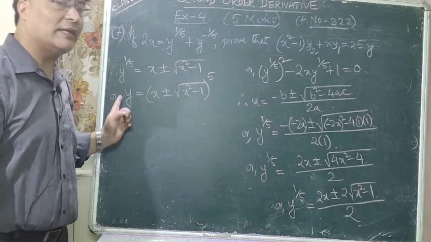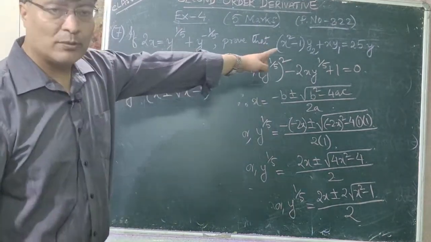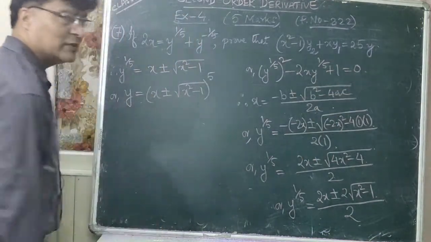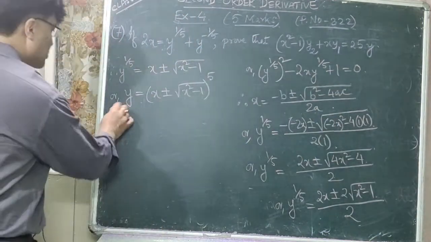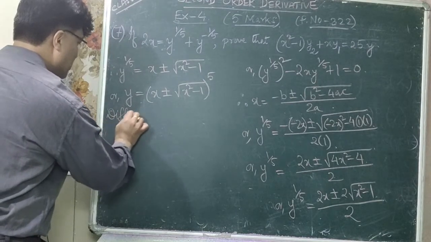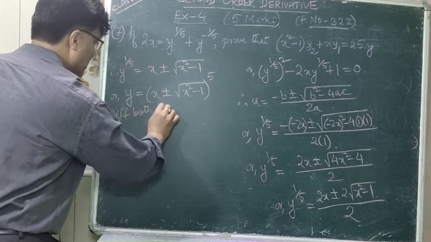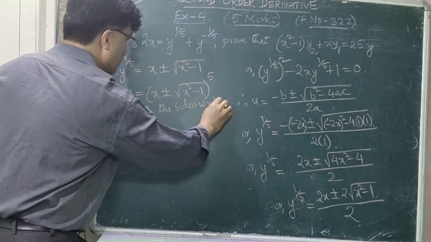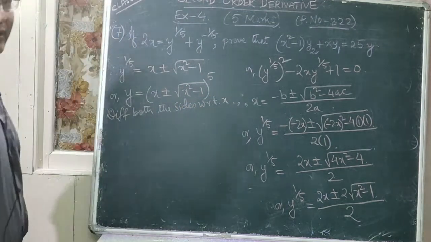So now let us differentiate it to prove the relation. Okay? So what do we do with this? We differentiate. So differentiating both the sides with respect to x, right?